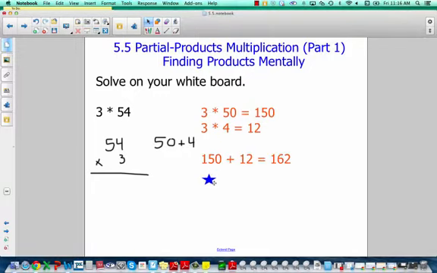150 plus 12 is 162. So for example, again, I broke 54 into 2 easy numbers, 50 plus 4, and then I multiplied the 3 times both of those numbers. 3 times 50 and 3 times 4.